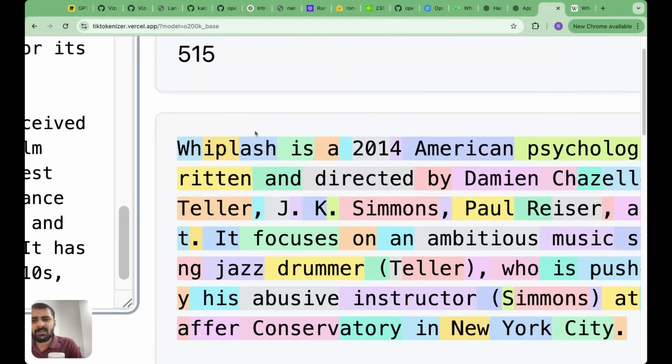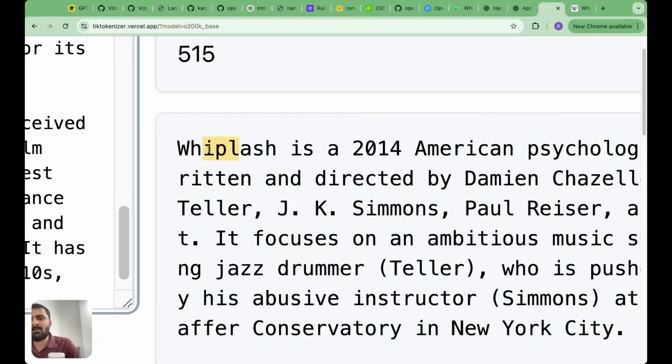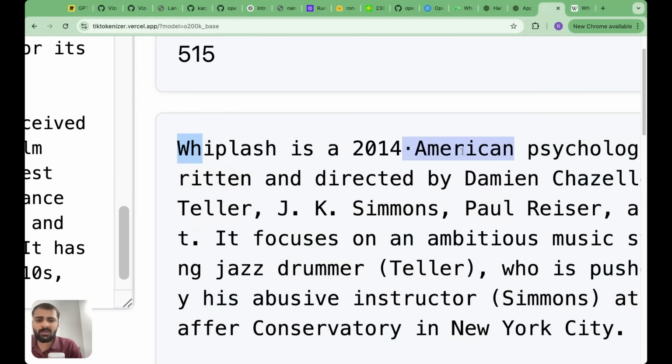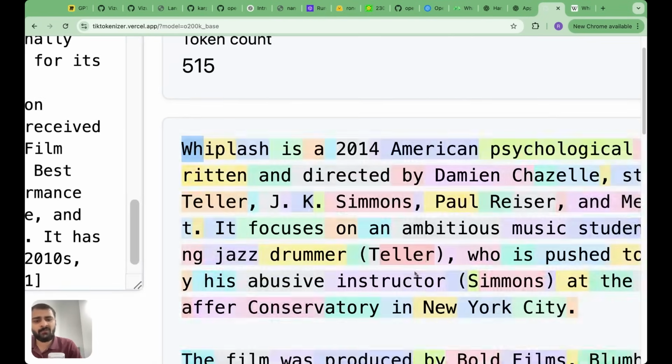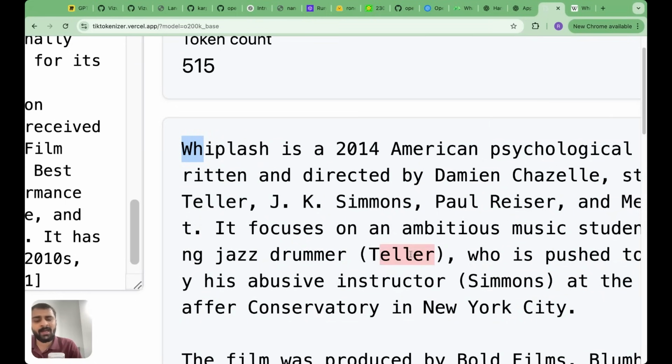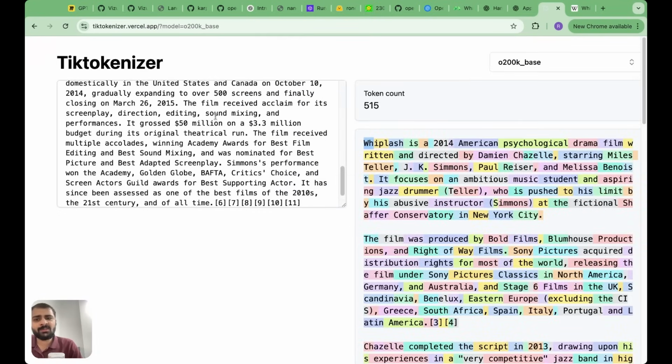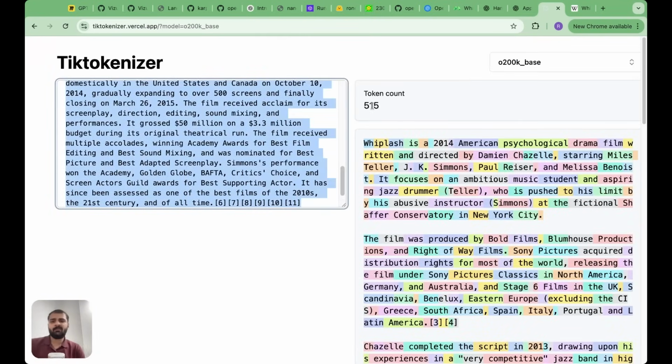So Whiplash, this is what I meant by subword tokenization. WH is one token, IPL is one token, and ASH is one token. So this word is broken down into three subwords. Why would this be done? Because ASH, IPL, and WH would be commonly occurring bytes together, and so they become one token. Whereas American is one full token, that's a full word. Psychological is one full word. In Teller, T is one token, and Eller is another. So this is a character, this is a subword, and this is a full word. That's why it's called subword tokenization, right? So this one piece of text will be broken down into 515 tokens.